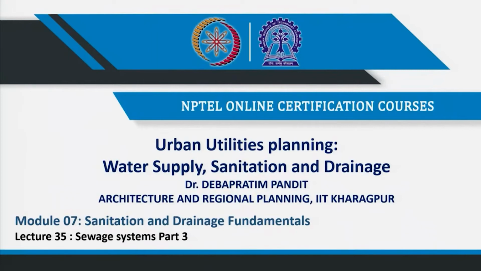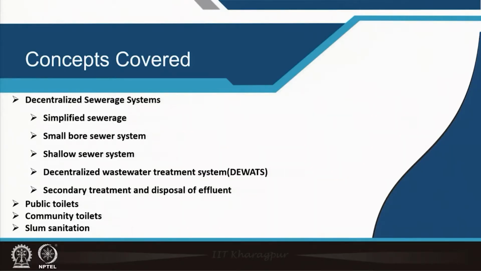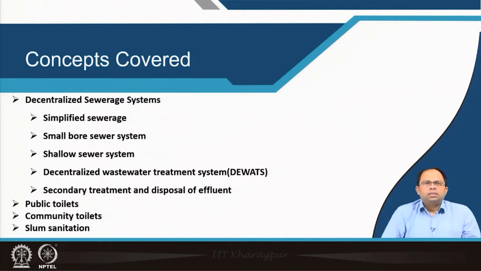Welcome back. In lecture 35, we will cover sewage systems, part 3. The different concepts that we will cover in this lecture are on decentralized sewerage systems. Within that, we will talk about simplified sewerage, small bore sewer systems, shallow sewer systems. Then we will talk about decentralized wastewater treatment systems, DWATs, and secondary treatment and disposal of effluent. And after that, we will talk about public toilets, community toilets, and slum sanitation.